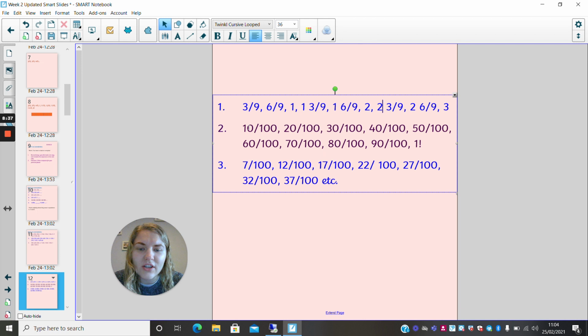So we've got 10 hundredths, 20 hundredths, 30 hundredths, 40 hundredths, 50 hundredths, 60 hundredths, 70 hundredths, 80 hundredths, 90 hundredths, and 1. It's a bit of a tongue twister. Oh my goodness. Right, and then the next one, did any of you spot what it was going up in? It's going up in 5s, okay? So 7 hundredths, 12 hundredths, 17 hundredths, 22 hundredths, 27 hundredths, 32 hundredths, 37 hundredths, etc. So super good job if you got all of those because they were quite tricky.